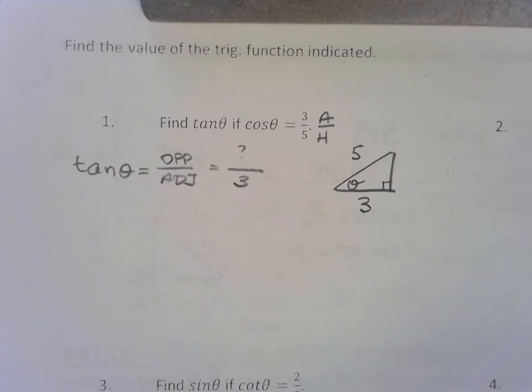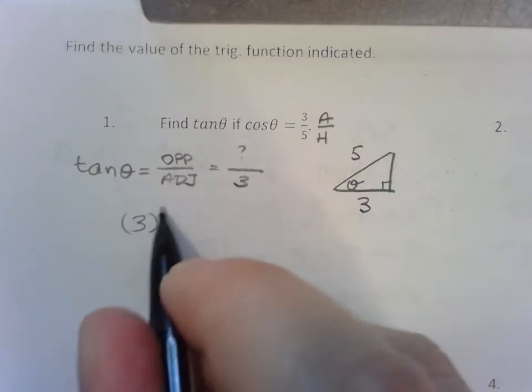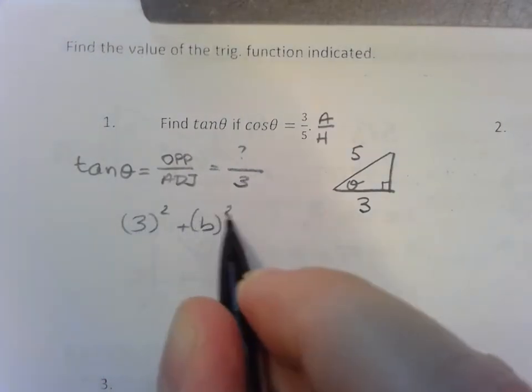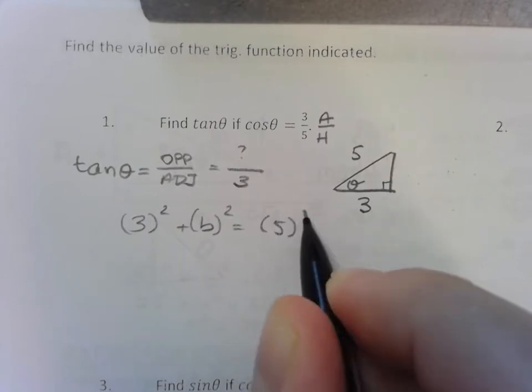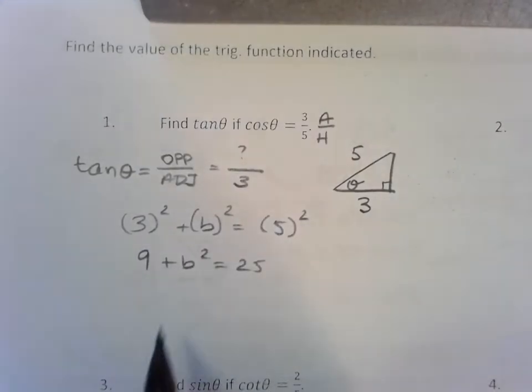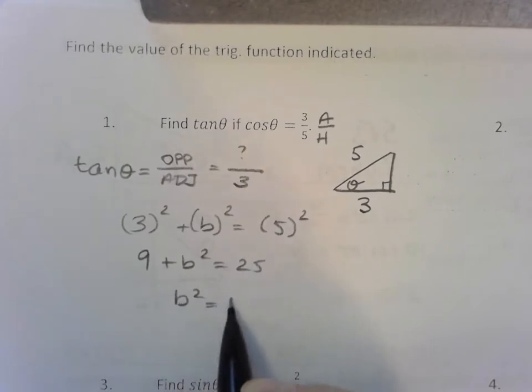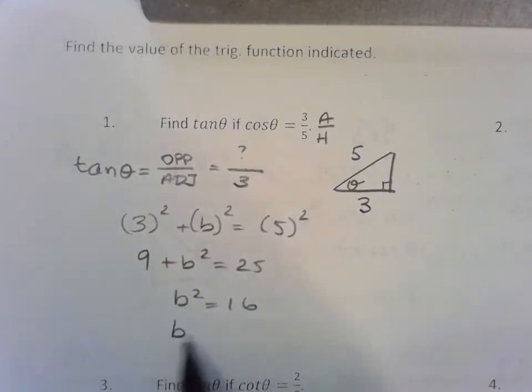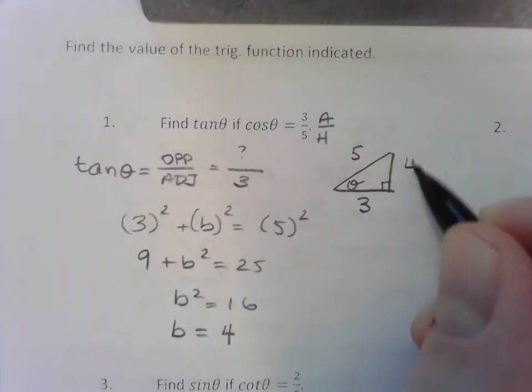What we can do to find this is use the Pythagorean theorem. A squared plus b squared equals c squared. 9 plus b squared equals 25. Subtract the 9 from both sides. Square root both sides and only take the primary answer. It looks like the value of b is 4.